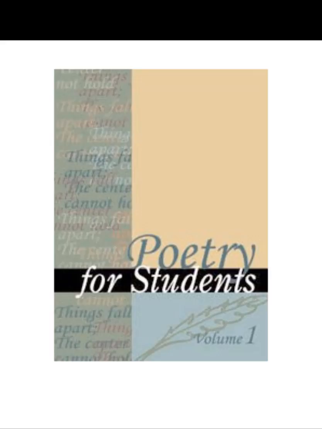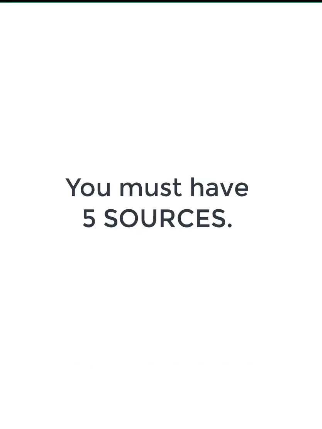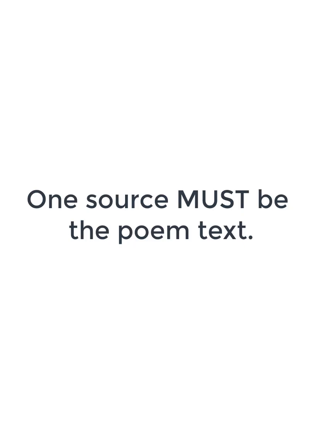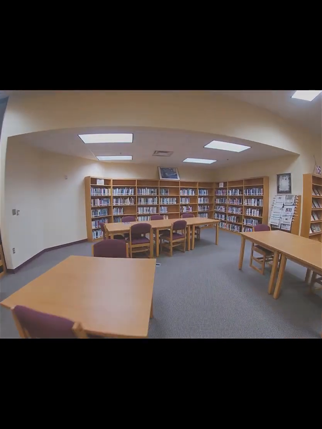When selecting your poem for your signature paper, please remember that you must have 5 sources. If all 5 sources are inside the Poetry for Students anthology, it makes your work cited quick and painless. One source must be your poem text. Sometimes the poem text is inside the article written for Poetry for Students. When it is, that makes it nice when doing your works cited.